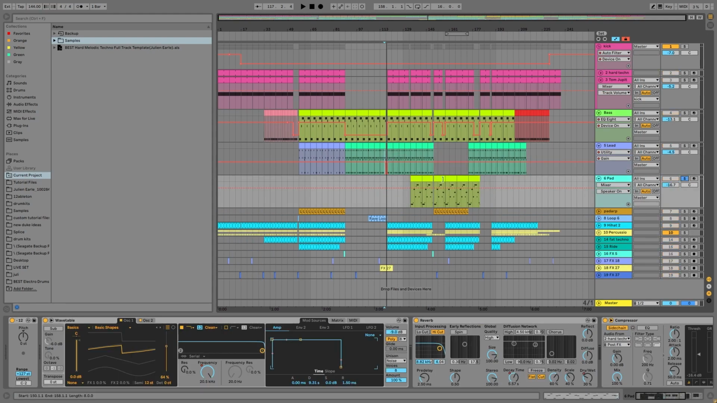So then we have this pad. And this is really in relation to the bass.